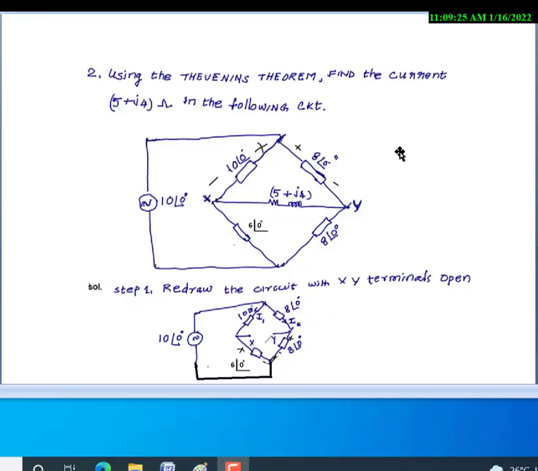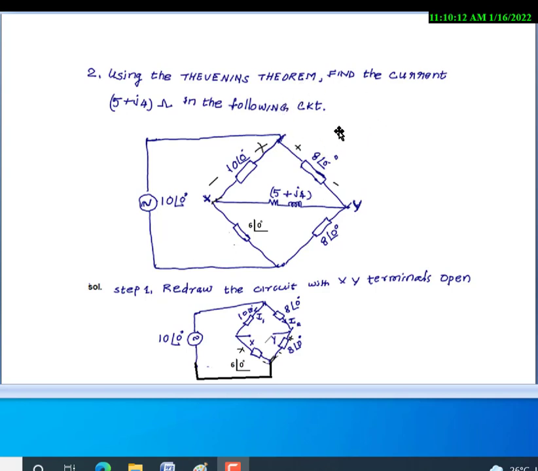Hello friends, today I will discuss the numerical problems on Thevenin's theorem. The given problem is like this. Here this is 10 ohms, this is 8 ohms, this is 8 ohms, this is 6 ohms. And here there is a resistance called 5 plus J4 between the terminals called X and Y. And the applied voltage is 10 volts.